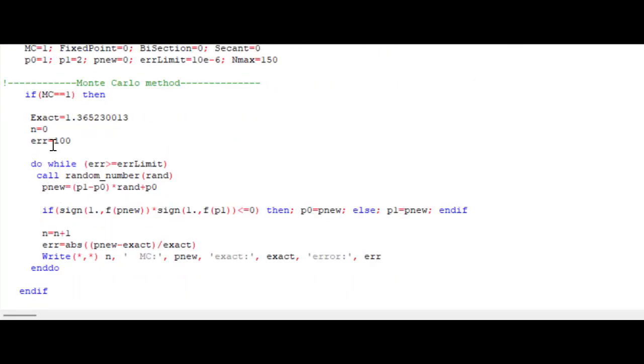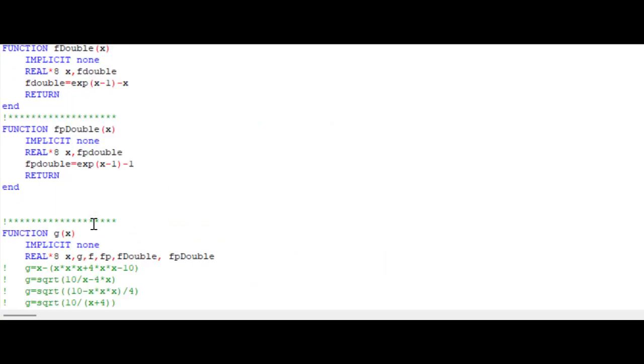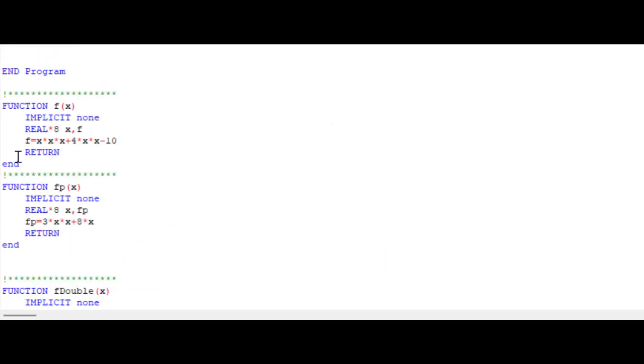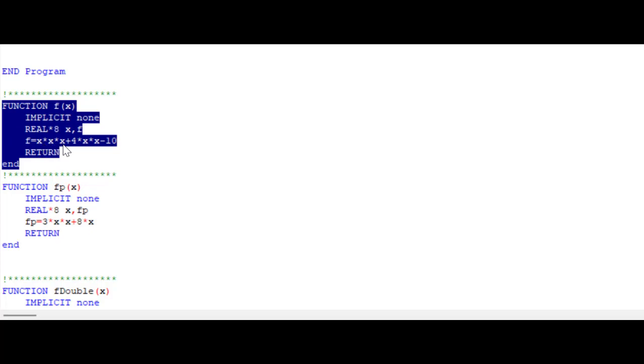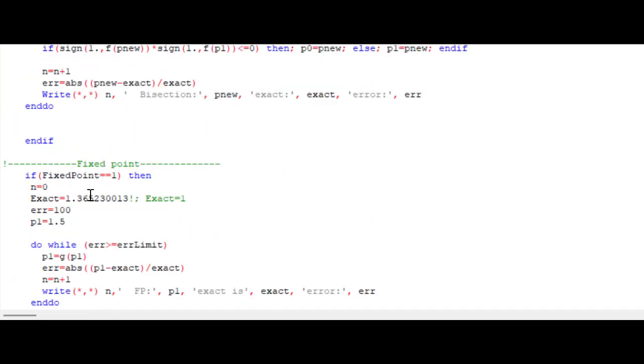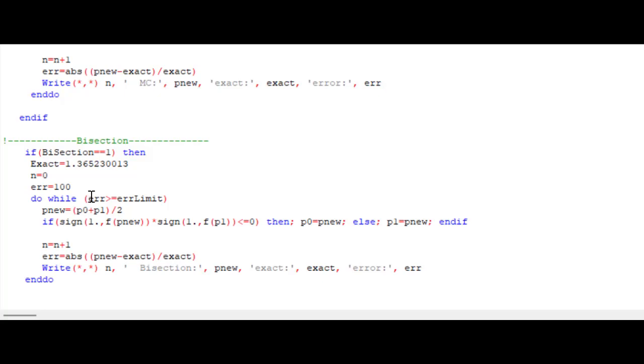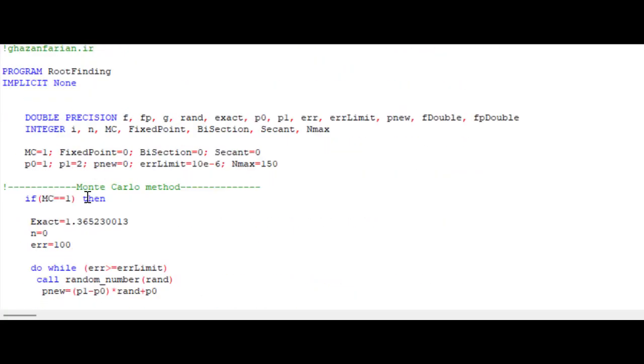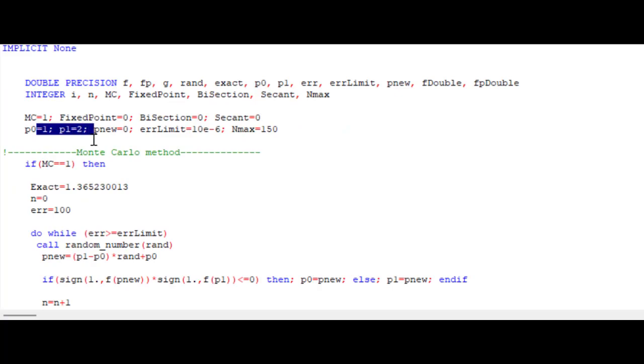Here is the algorithm for the Monte-Carlo method. The exact value is this one. The function is defined here. This is the function: x times x times x plus 4 times x minus 10. And we are going to find the roots of this function in the interval between 1 and 2. There is a unique root for this function in this interval.